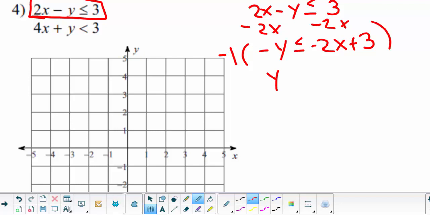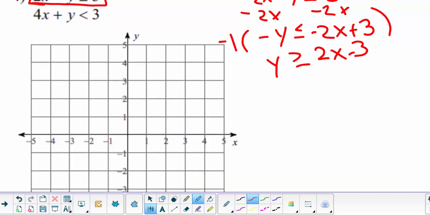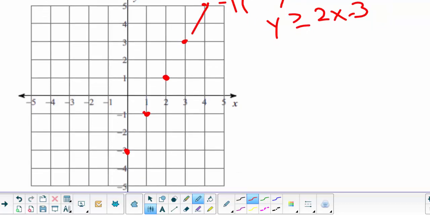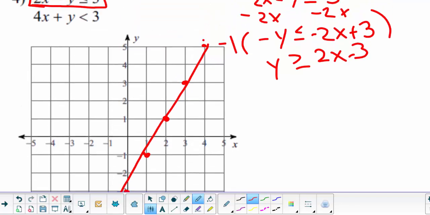When we multiply by a negative 1, hopefully remember, whenever you multiply or divide by a negative, you have to flip your inequality. It's going to change the sign of everything. So now we have y is greater than or equal to 2x minus 3. So let's graph that one. So here's negative 3. Slope of 2 would be up 2 over 1, up 2 over 1, up 2 over 1. So now I'm just going to connect my dots the best I can. Notice it's solid because it's got an equal sign. And since it's greater than, we would think about shading the side that we can walk on.